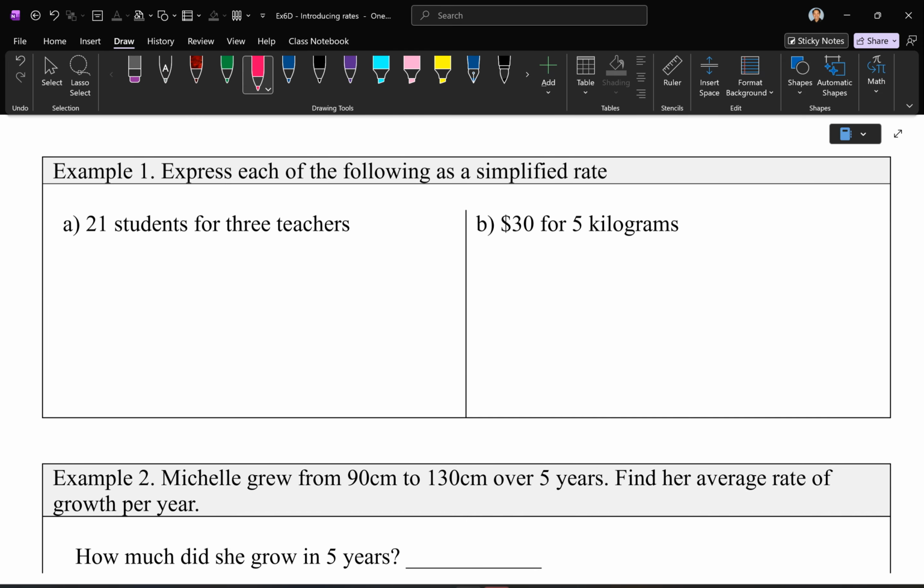Example 1, 21 students for 3 teachers. So 21 students for every 3 teachers. Now this rate is fine. There's nothing wrong with the rate. It's just every 3 you have 21 students.